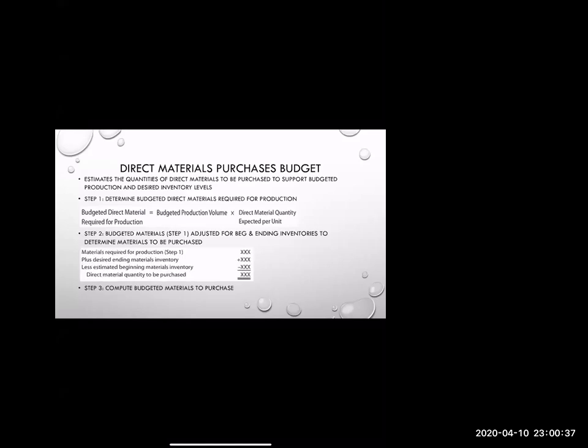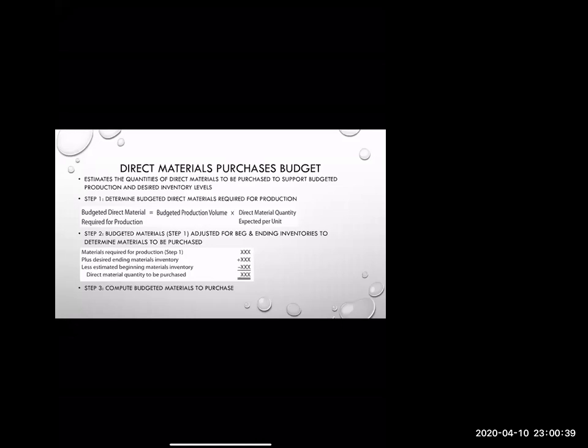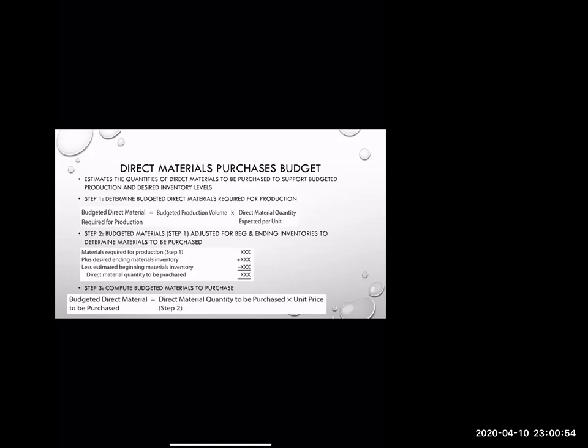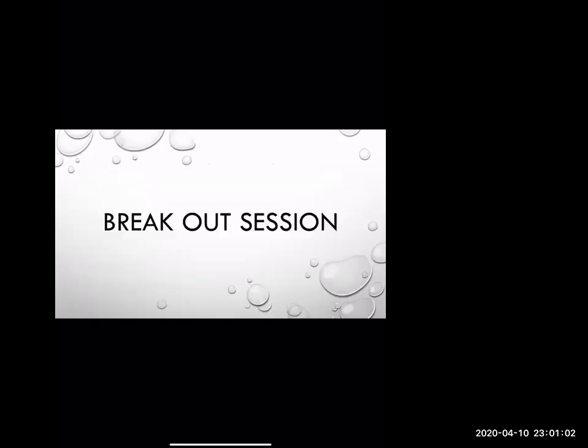Last but not least, step three is to compute the budgeted materials to purchase. Remember, the purchase of direct materials is done by the procurement department or the purchasing department in a manufacturing company. In step three, you take whatever you found in step two and multiply it by the unit price. So as we've done before, without further ado, I'm going to look at our breakout session.